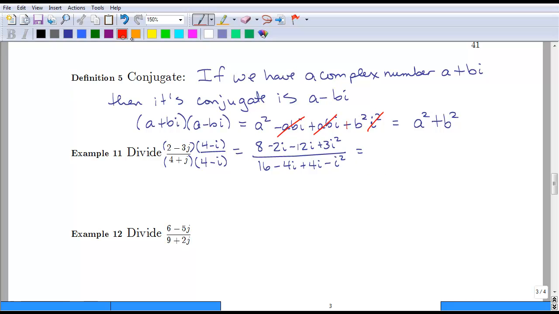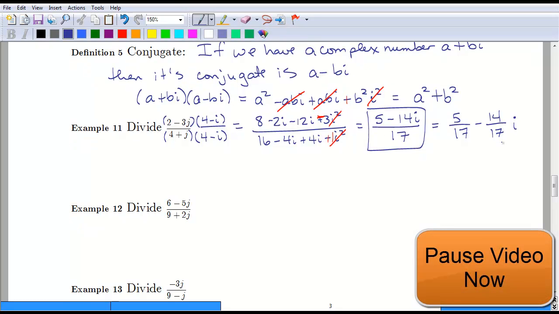So when we go to simplify, again, the i squareds change the sign. And we end up with 8 minus 3 would be 5. And then you have a negative 14i over 16 plus 1 is 17. And this is how we divide. We end up with a number like this, or we can split this up since we have one number in the denominator, 5/17 minus 14/17 i, if we wanted to write it in rectangular form.